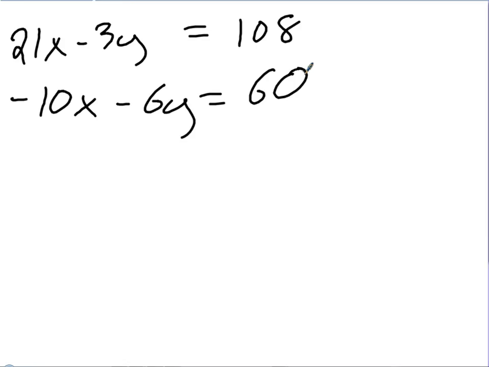I could try to use elimination. Try to multiply one or both of the equations in a way where I could get either the x's or the y's to cancel, right? So I need to write this a little smaller. 21x minus 3y.